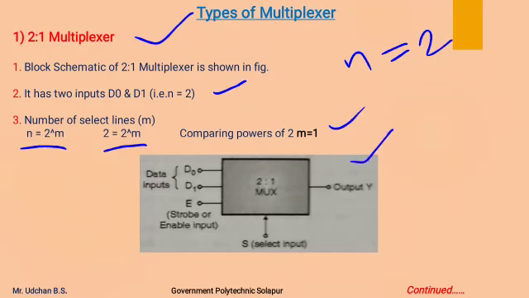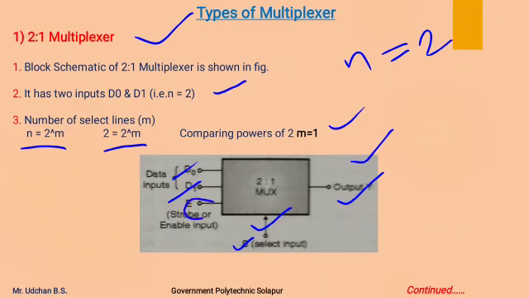This is the block schematic of the 2:1 multiplexer, which has two inputs D0 and D1 and one output Y. And as there are two inputs, it has only one select line, which is named S.